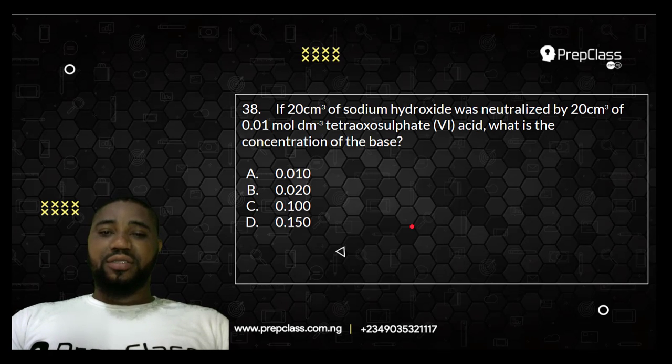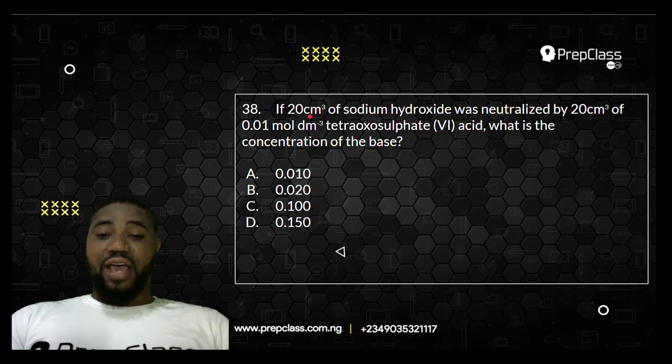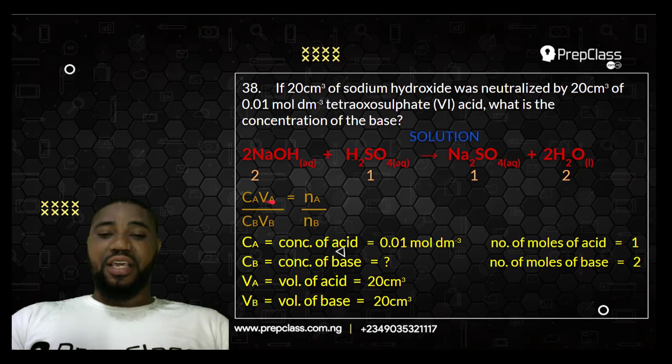Question number 38. If 20 cm cube of sodium hydroxide was neutralized by 20 cm cube of 0.01 mole per dm cube tetraoxosulphate(VI) acid, what is the concentration of the base? If you look at this question very well, you see that this is a titration question. And in titration questions, we use the formula that says CAVA over CBVB equals NA over NB.